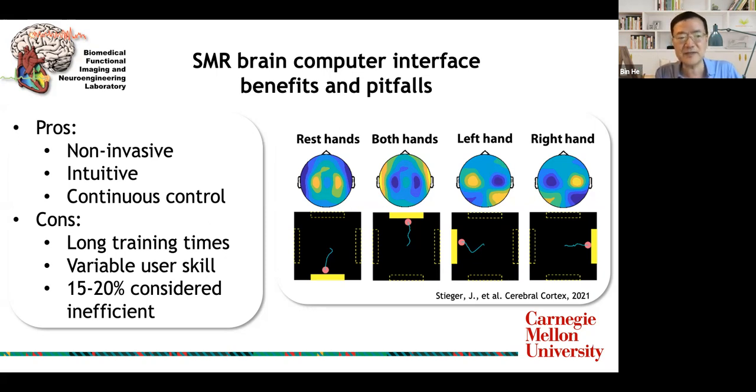Such a BCI certainly has the benefit that it's non-invasive, it's intuitive, and it's a continuous control. At the same time, it has limitations. One of the major limitations is the long training time needed. There's also variable user skill, in the sense that if you study 10 subjects, their skill sets could be widely distributed. Finally, 15 to 20% of human subjects are considered BCI inefficient. Even after training, they may not pick up these BCI skills well.